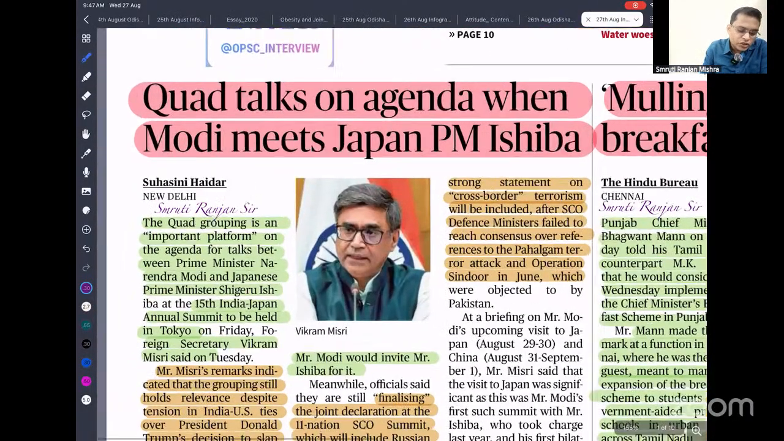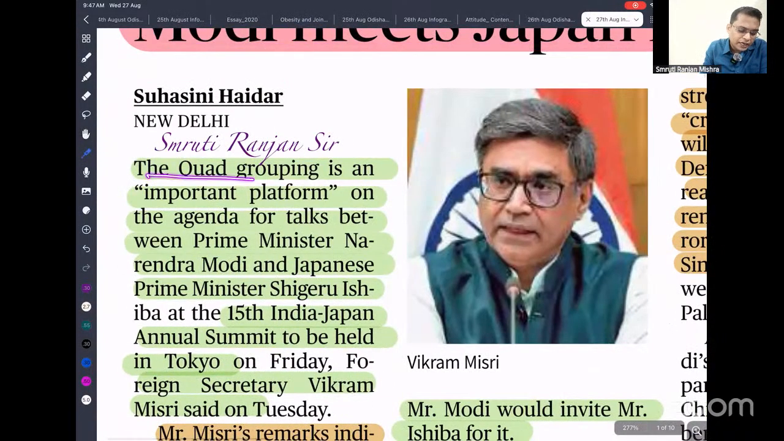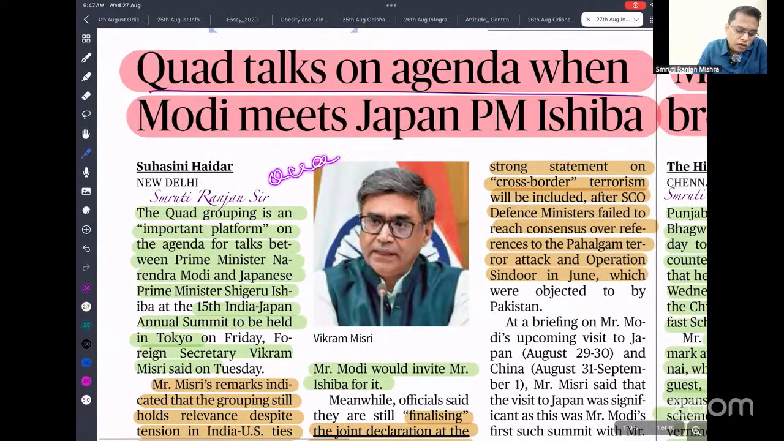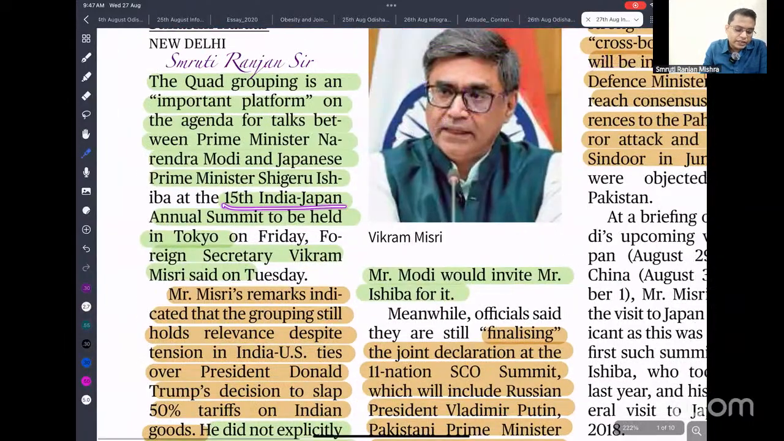So next on the agenda are the Quad talks, when the Prime Minister meets the Japanese Prime Minister. The Quad grouping is an important platform on the agenda for talks between the Prime Minister of India and the Prime Minister of Japan. Quad is a quadrilateral security grouping among four countries: USA, India, Australia, and Japan. Okay. So recently, the 15th Indo-Japan Annual Summit was to be held in Tokyo.